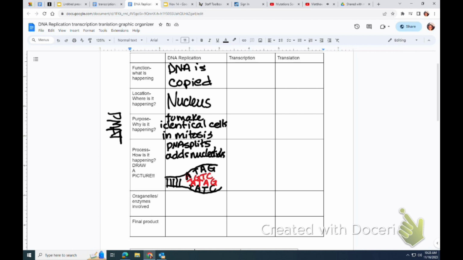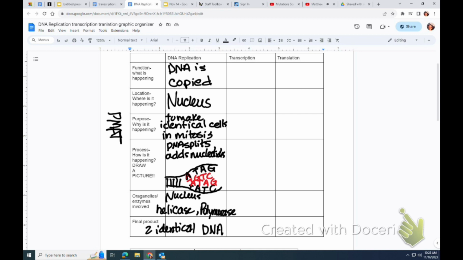The next question wants to know what organelles and enzymes are involved. So this is happening, like we said, in the nucleus. There's several enzymes here. We've got those four superheroes of DNA replication. But the two big ones that we talk about a lot are helicase, he's the unzipper, and polymerase. Those are the two big enzymes. And the final product are two identical strands of DNA.